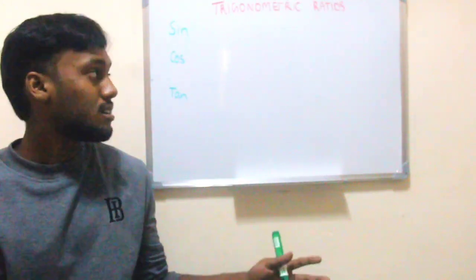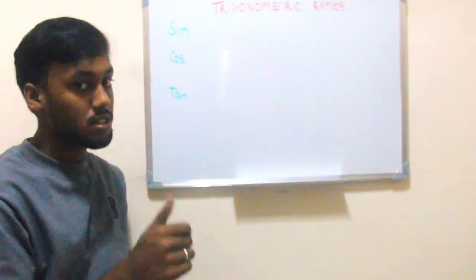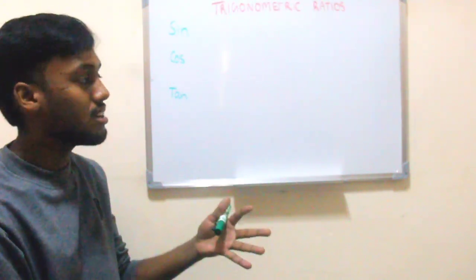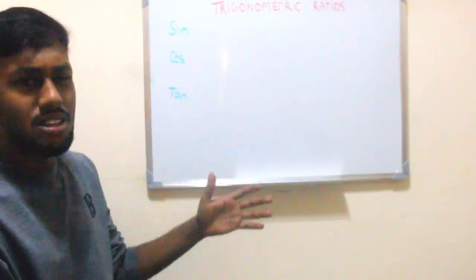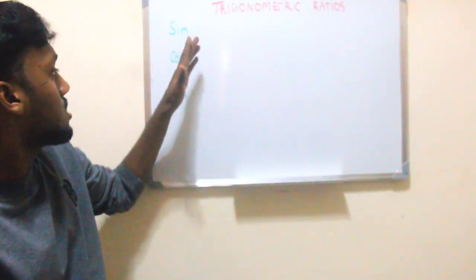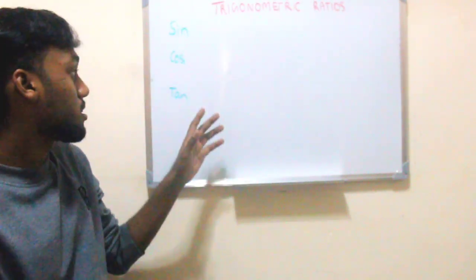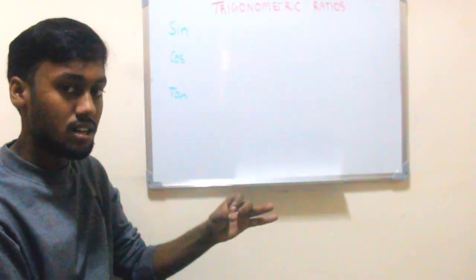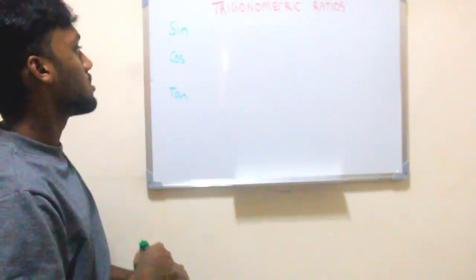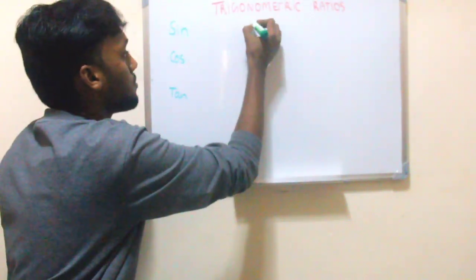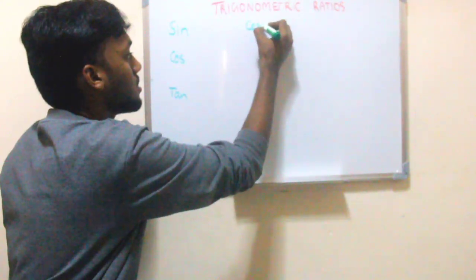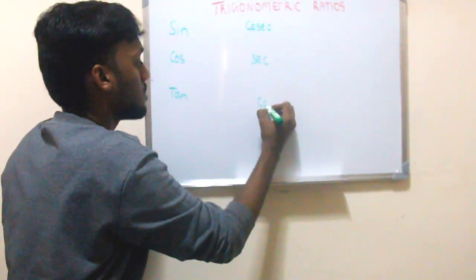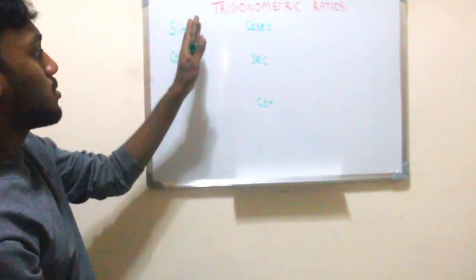So we have seen what are trigonometric ratios. There are 6 kinds: sin, cos, tan, cosec, sec and cot. Now let's see what it is. I have written the first 3 trigonometric functions, sin, cos, tan, and the rest 3 are cosec, sec and cot. Now I have written it correspondingly, right?